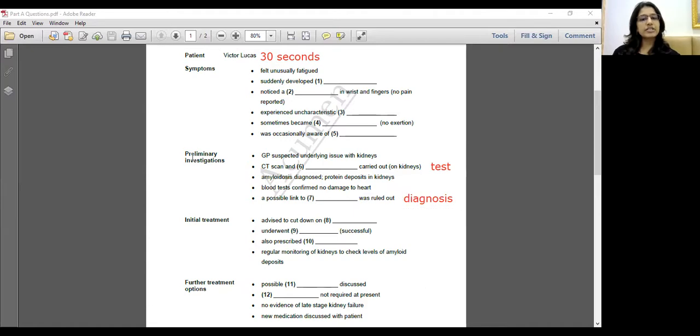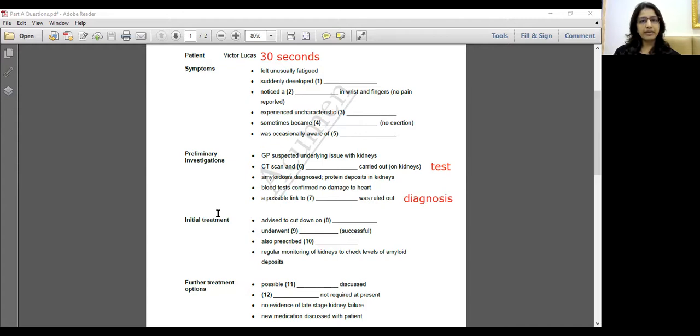So if the heading is investigations, it doesn't mean that all the blanks will be just investigations. Some of the blanks can also be talking about the result of that investigation. Here it says they did a blood test, and they also did some tests to see if there were any protein deposits or whether amyloidosis was present. As a result, they were able to rule out a possible link to something. So I'm looking for a diagnosis here.